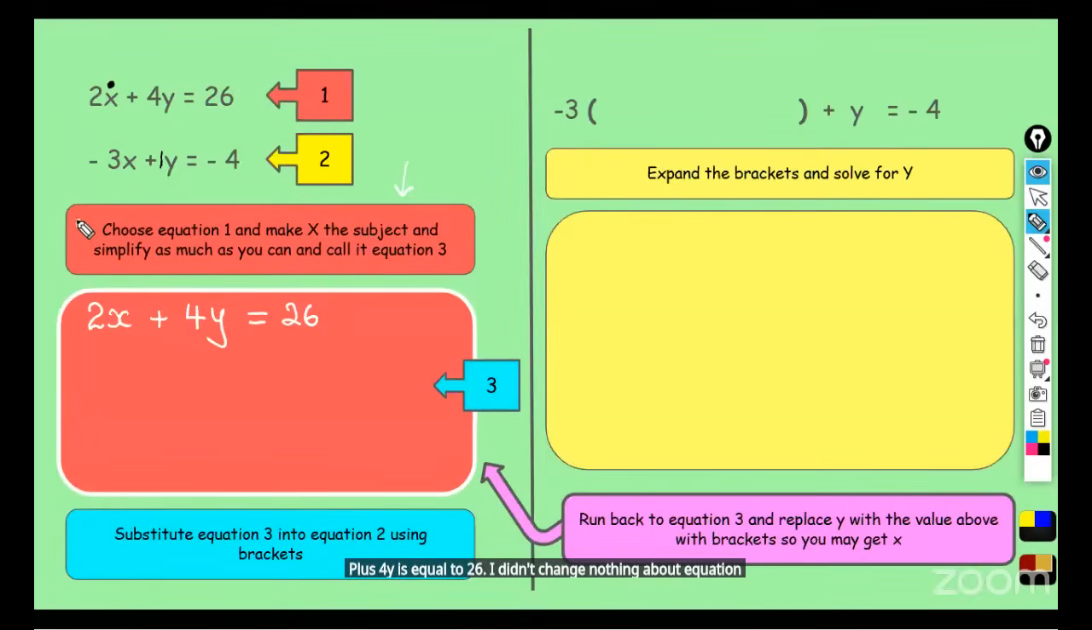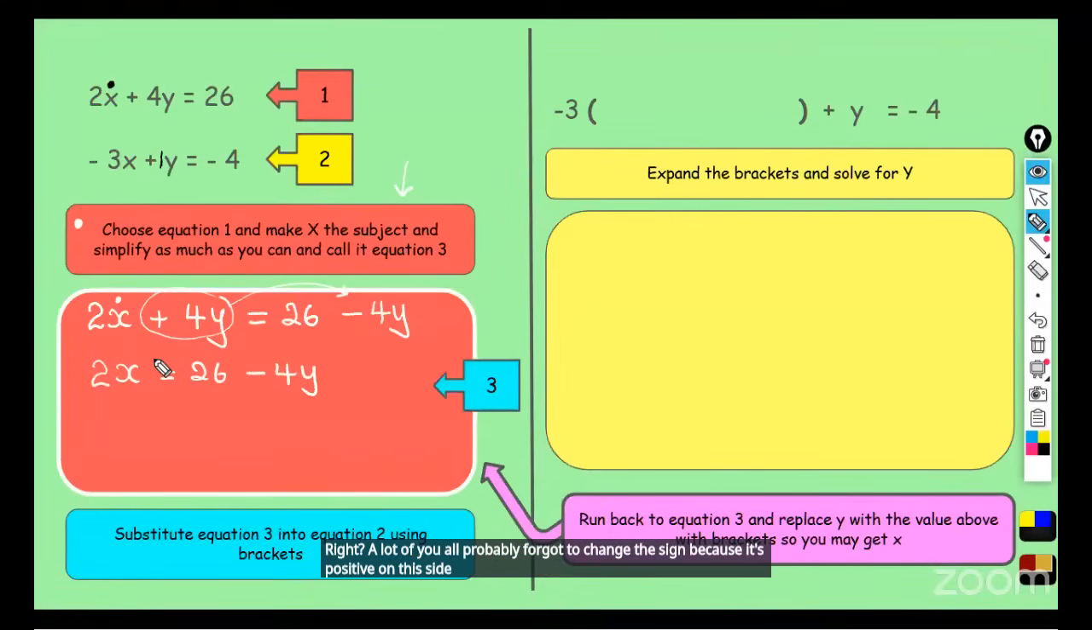And according to my instructions, I'm going to make x the subject. So I'm going to throw across who first? Positive 4y. And we're going to get minus 4y. So I hope that everyone has this: 2x is equal to 26 minus 4y. Right? A lot of you probably forgot to change the sign because it's positive on this side. And when you kick it across, it becomes the opposite, minus 4y.